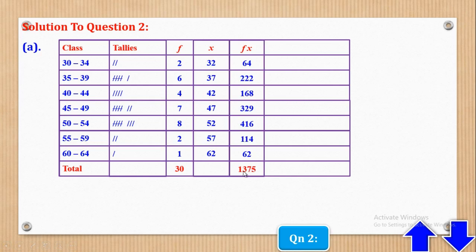Now the 1375 is got by adding all those values. So when I add all these values, I'll come up with 1375, which I'll put here under the row for total.